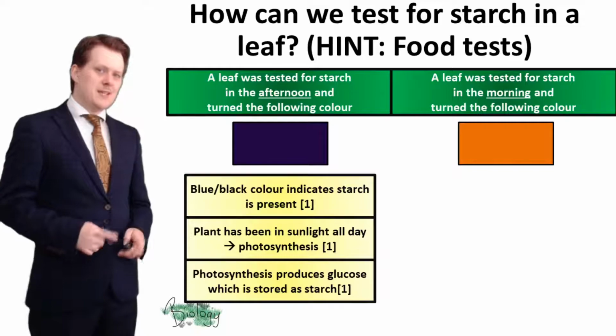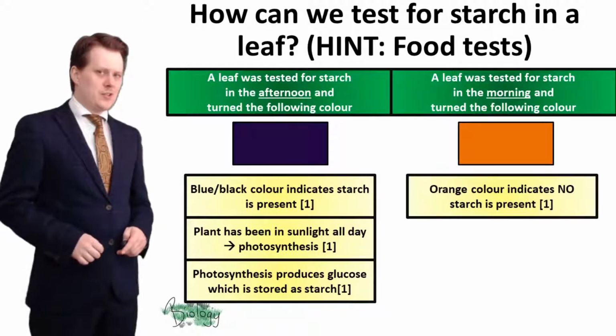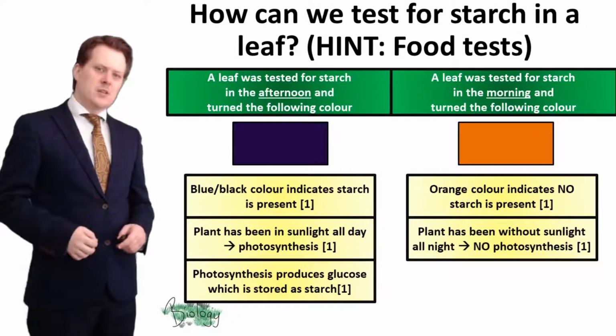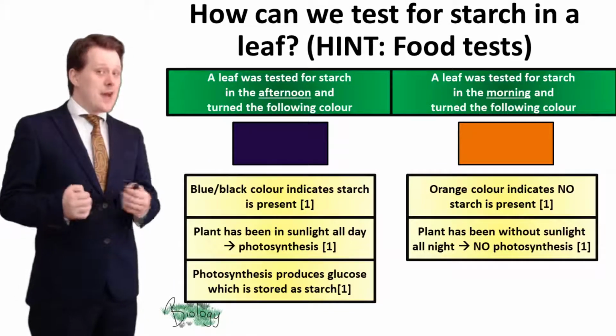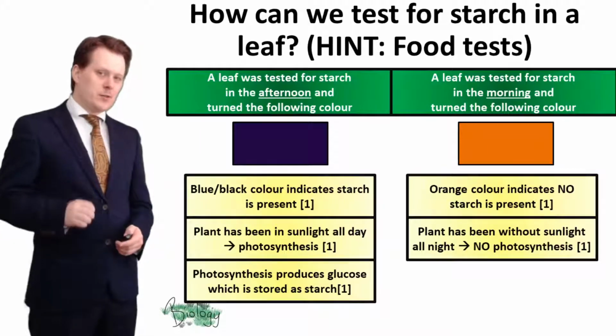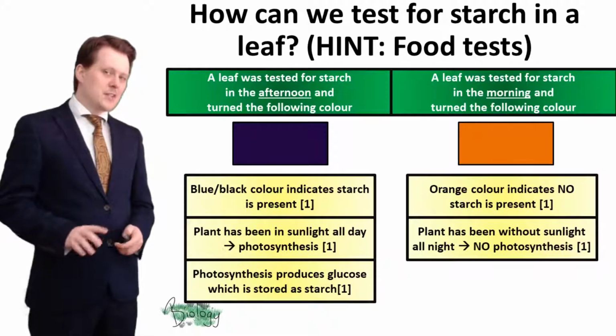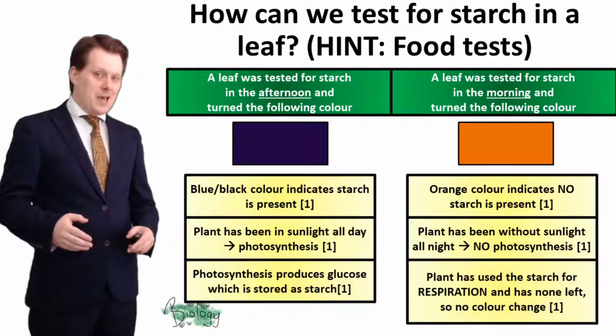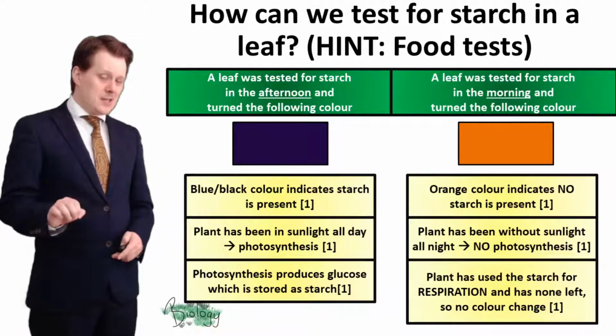The leaf that was picked in the morning that didn't change colour shows that there is no starch present. This is because the plant has been without sunlight all night, which means it hasn't been photosynthesizing. So where has all that starch gone? The plant has used the starch for respiration and has none left, so you don't get any colour change.